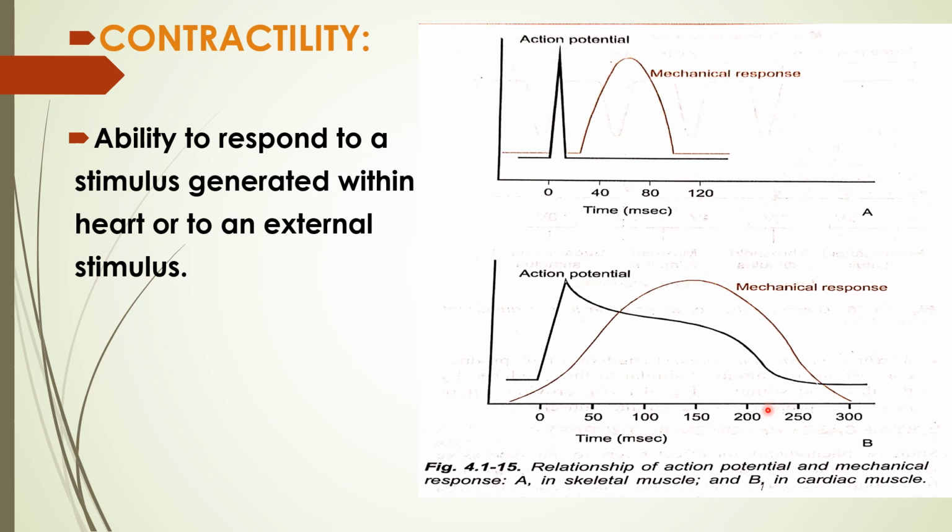So electrical is only 200 till here. If you see the mechanical, it is extending till 300. This is in contrast to skeletal muscle, where the mechanical response begins a few milliseconds after the end of repolarization. So here depolarization and repolarization are completed, the action potential is completed. And after the completion of repolarization, the mechanical response of skeletal muscle starts and lasts for 30 to 50 milliseconds in mammalian skeletal muscle and 100 milliseconds in amphibian skeletal muscle.